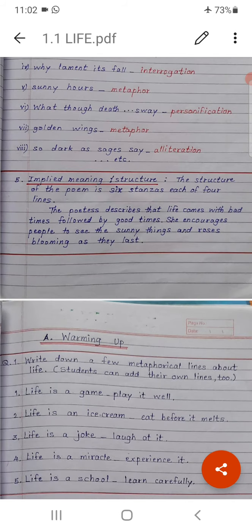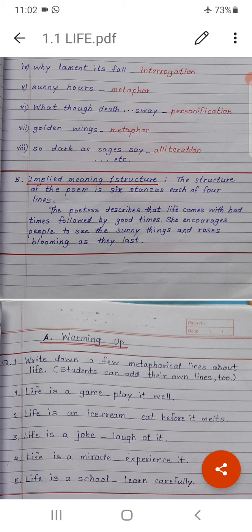Now, what is the implied meaning in the poem? The poetess describes that life comes with bad times followed by good times. Nothing is permanent in life. So, whenever you go through bad times, do remember that it is also not permanent. It will go away soon, and again the good times will come. After the rains, there is always a sunny atmosphere.